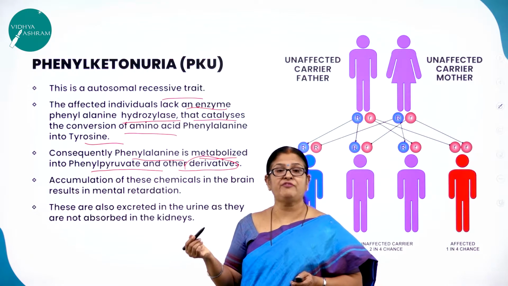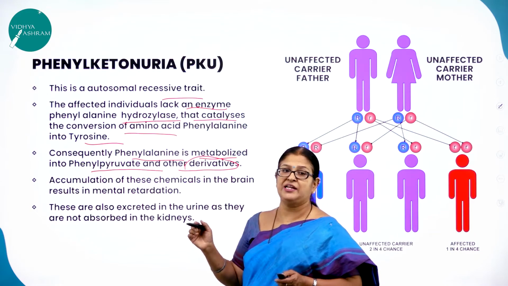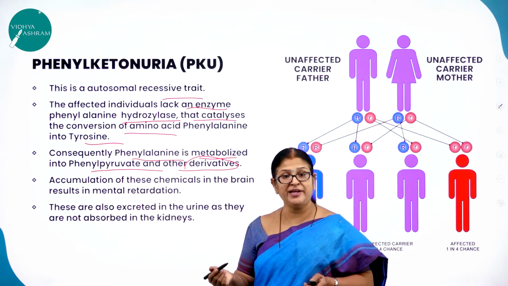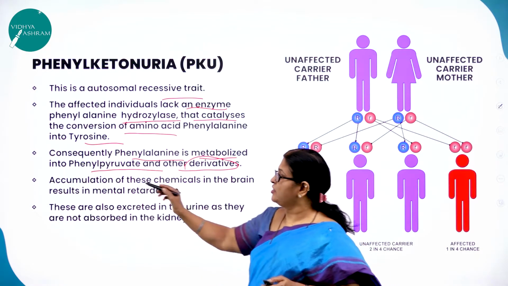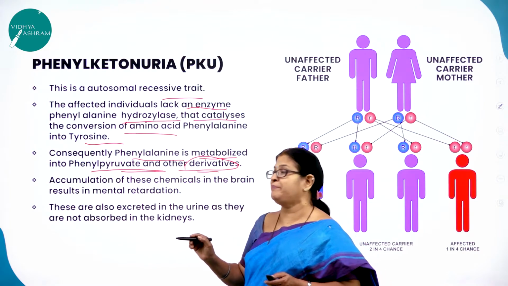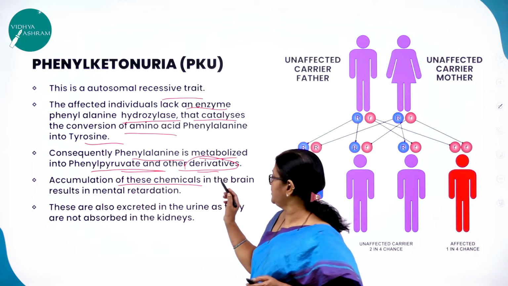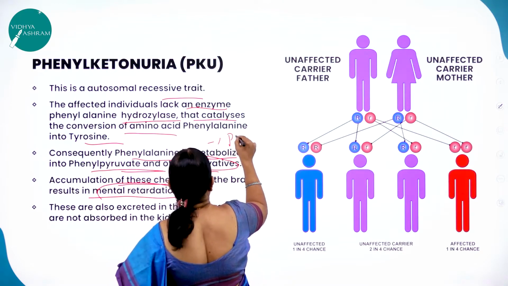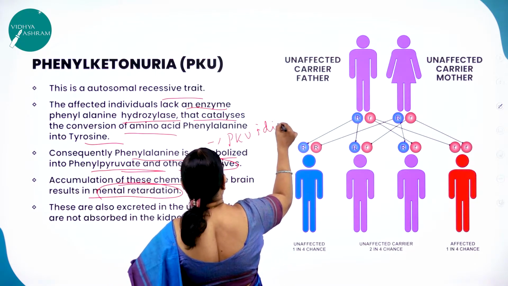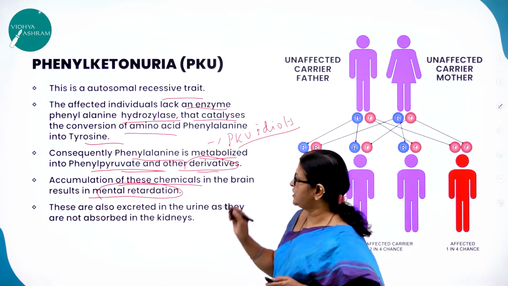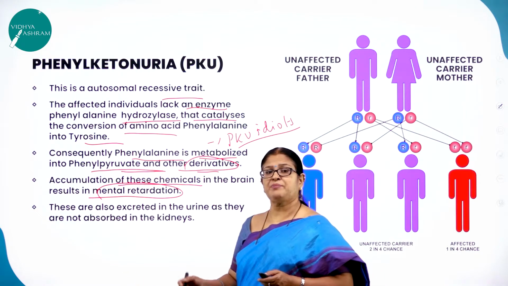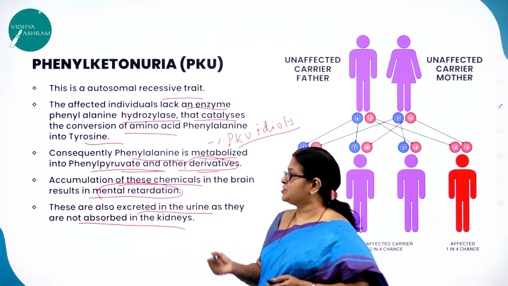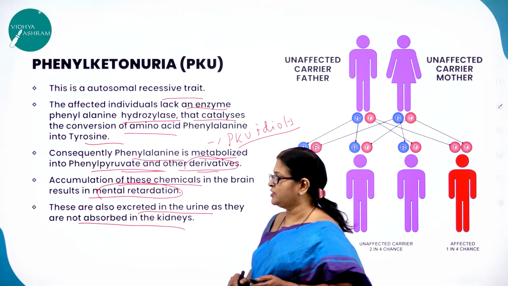So when there is a lack of this enzyme called phenylalanine hydroxylase, obviously, as I said, phenylalanine is not metabolized and it is accumulated, or it is converted into its derivatives like phenylpyruvate and others. And what will happen? All these derivatives will start accumulating in the brain cells, leading to what? Mental retardation. Hence they are referred to as PKUs. And these are also excreted in the urine, as they are not absorbed in the kidneys.